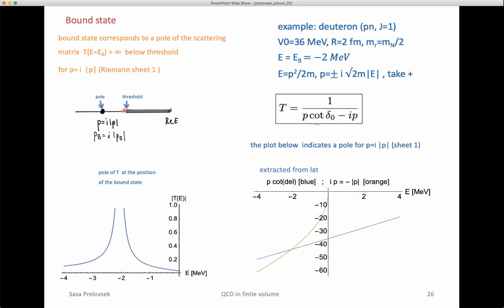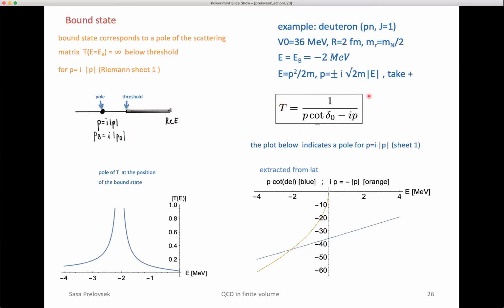So pictorially, there will be a pole in the scattering amplitude below threshold, and if it is a bound state, it will happen for positive imaginary momenta. I will call this Riemann sheet one. We'll talk more about Riemann sheets later. But if it's positive imaginary momentum, I'll call it Riemann sheet one. To be honest, how people actually do it on the lattice is a little bit different. I mean, not different. It's just, let's see how we do it on the lattice.